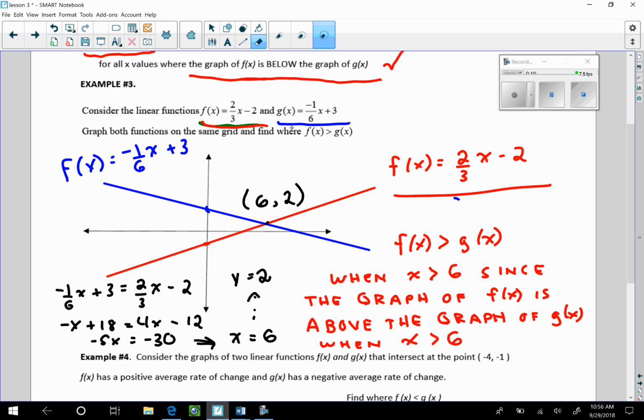And the question asks, where is f of x greater than g of x? Well, it's going to be for all of these x values, because here the red line is above the blue line. The graph of f of x is above the graph of g of x. What I need to do is be very clever on finding how to find this point, because I need to find this x value.